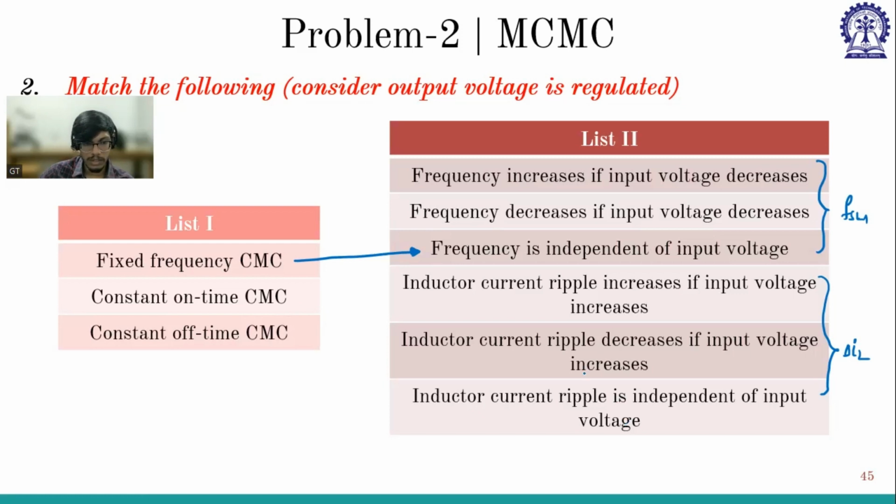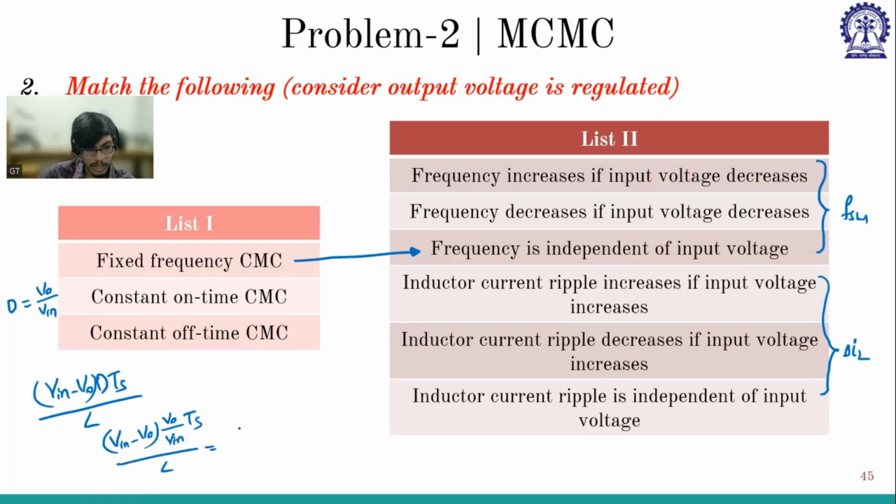For fixed frequency, you can consider (V in minus V naught) into D Ts by L, and say V naught is constant. Duty ratio is what? V naught by V in, right? So if you write (V in minus V naught) into duty ratio, which is V naught by V in, into Ts by L, if you multiply, you will get 1 minus V naught square by V in into Ts by L. Are my calculations correct? Just cross-check.